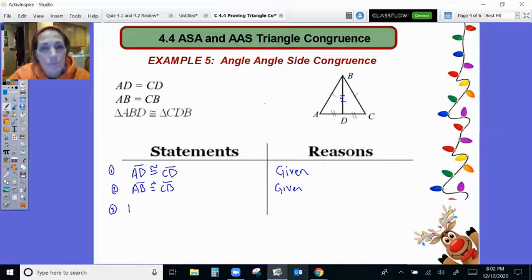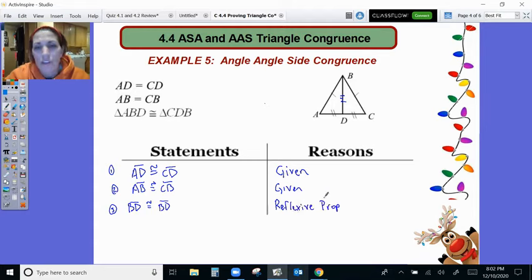So I know that BD is congruent to itself, BD. And that is the reflexive property. We're going to use the reflexive property a lot, so make sure you know that one. So I have my 3 pieces. Now I can look and I say, oh, it's side, side, side. So I just have to make sure I name them properly.